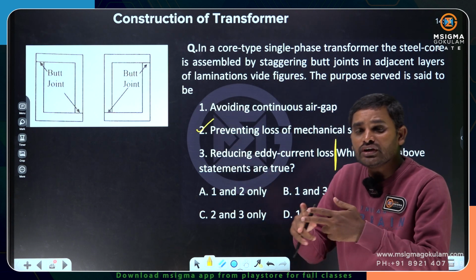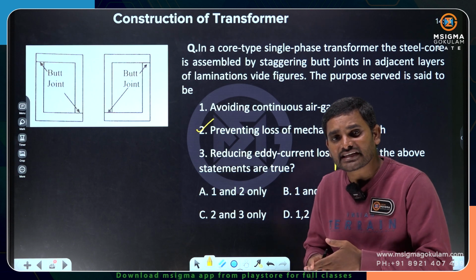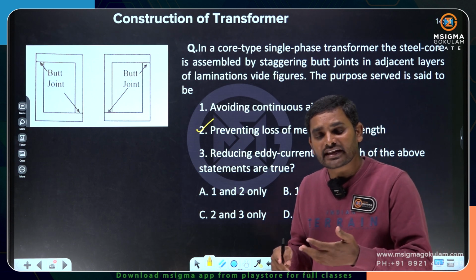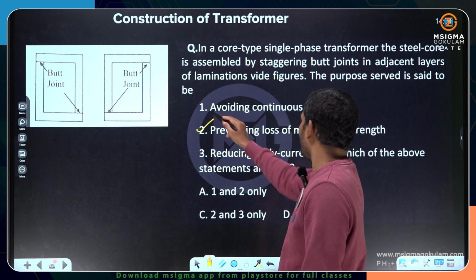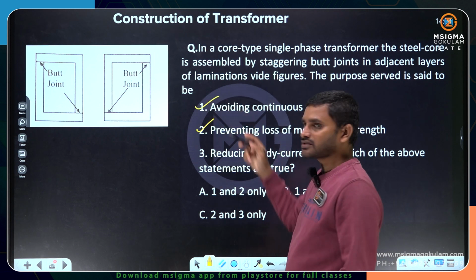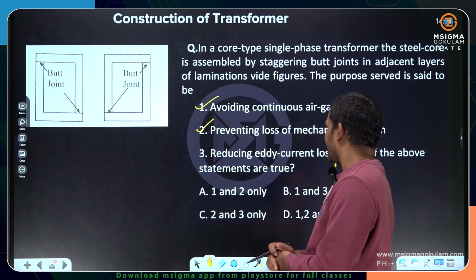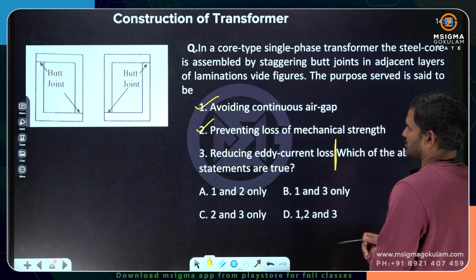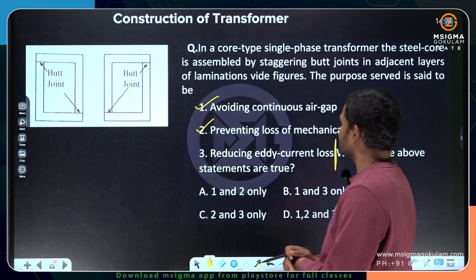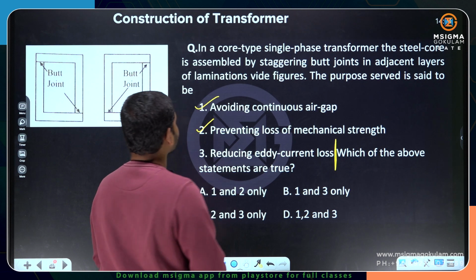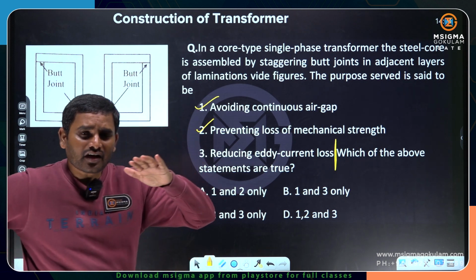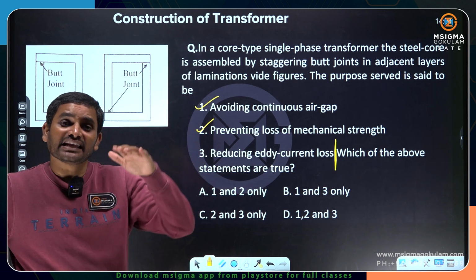If you don't create a joint, what will happen? If you don't create a joint, air gap takes place. So avoiding continuous air gap is also correct. And the third one, reducing the eddy current loss. Here, eddy current loss can be minimized by using laminated steel.